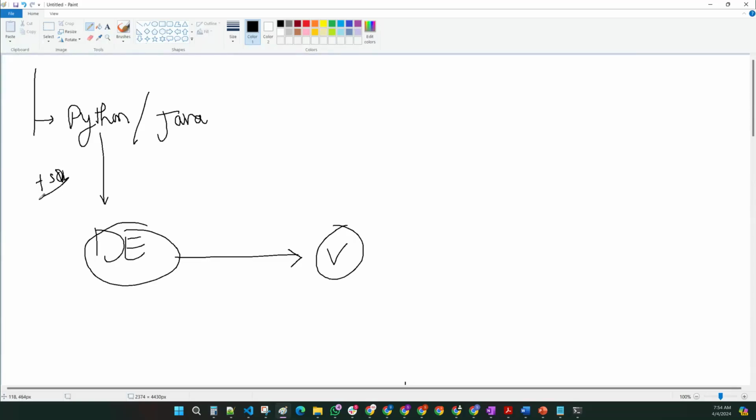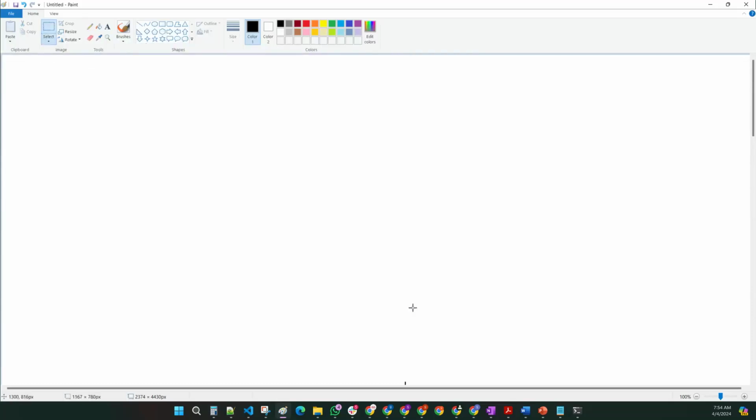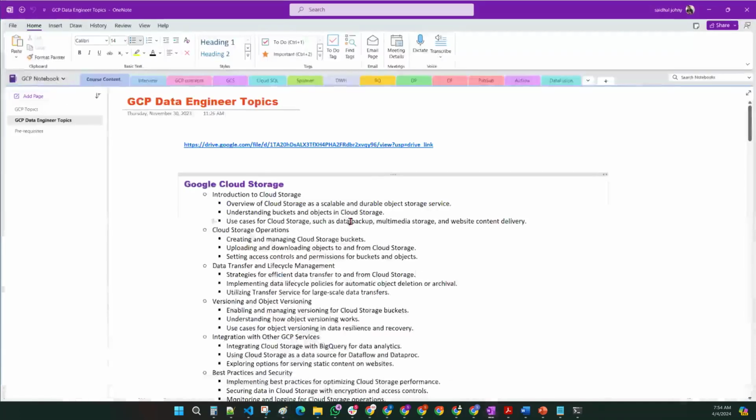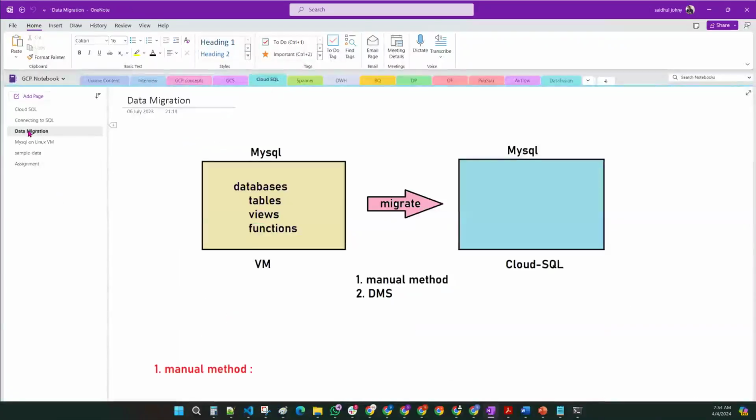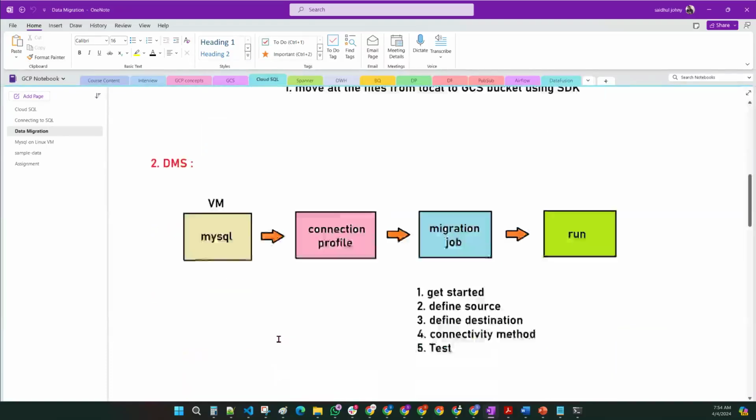In this course, are you going to give any basic idea of how to migrate databases from an existing database to GCP? Of course, you can see here: a data migration project from MySQL to Cloud SQL is there, with the manual method and the DMS method.